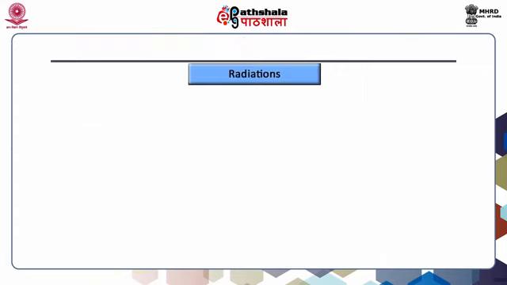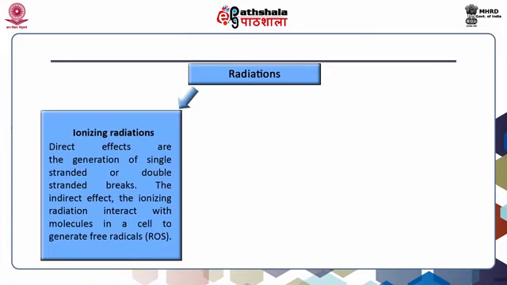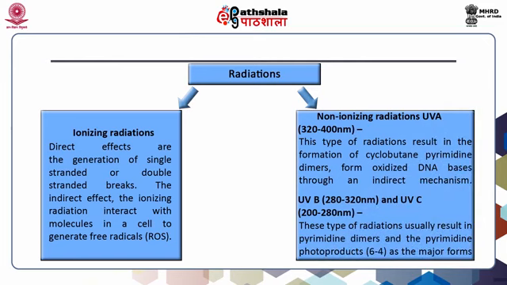Radiations are another major cause of mutation. These can be categorized into two types of radiations: the ionizing radiations and the non-ionizing radiations. Ionizing radiations have a direct effect on the generation of single-stranded or double-stranded breaks. They can also cause an indirect effect by creating free radicals or reactive oxygen.